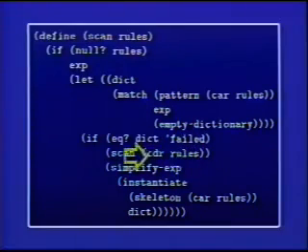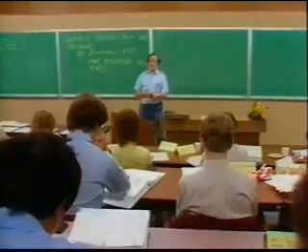That's all it says here. It says discard that rule. Otherwise, I'm going to get the skeleton of the first rule, instantiate that relative to the dictionary, and simplify the result, and that's the expression I want. So although that was a complicated program, every complicated program is made out of a lot of simple pieces.